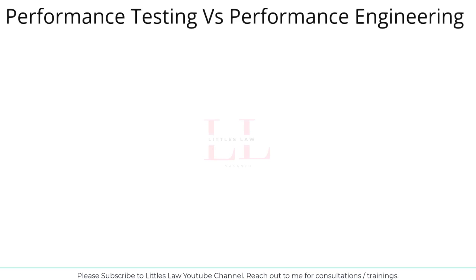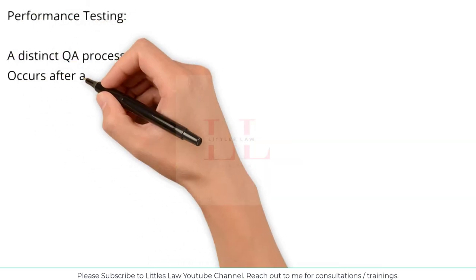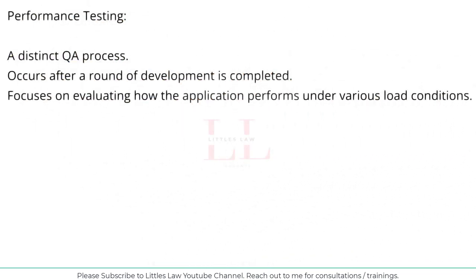Now moving on to the second difference. Performance testing is a distinct QA process, a different quality assurance process, where we perform a specific round of testing after the development is completed, and its purpose is to validate the application's performance under predefined conditions like heavy user load or high data volume. Typically, performance testing happens after the application is built or when a new feature is added.